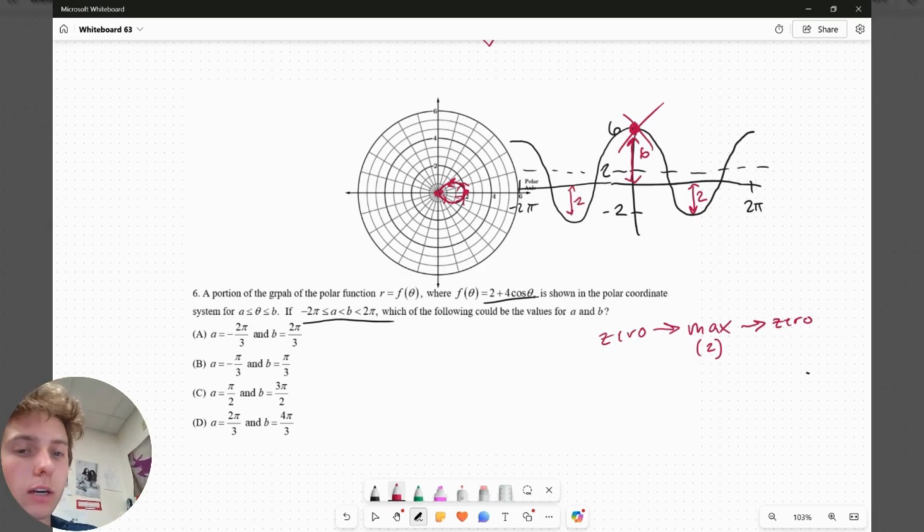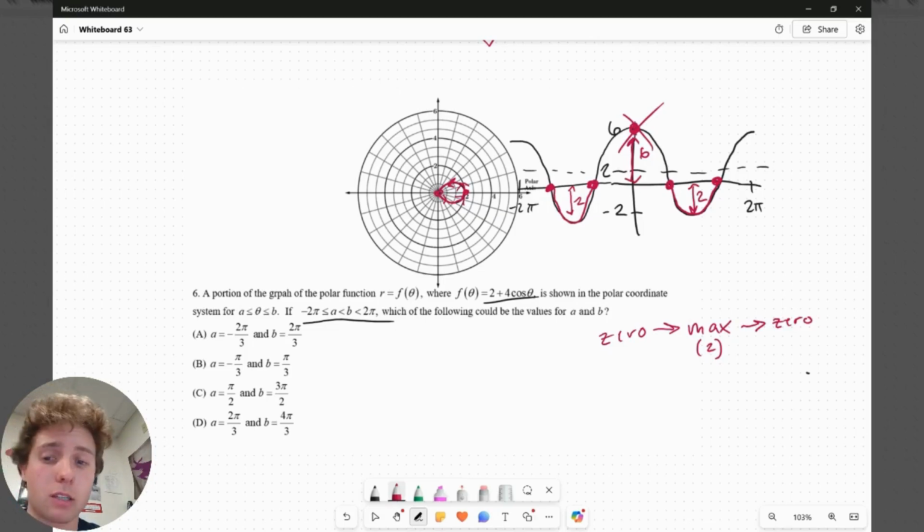Well, there's only 2 intervals that would end up working, though, to go 0 to max to 0. I could start here, go to the maximum of 2, back to a 0. Or I could start here, go to the max, and back to the 0. Which of these is the correct interval? Well, we need to figure out what these intervals start and stop at, because they're not on the midline. They might be more challenging for us to find.